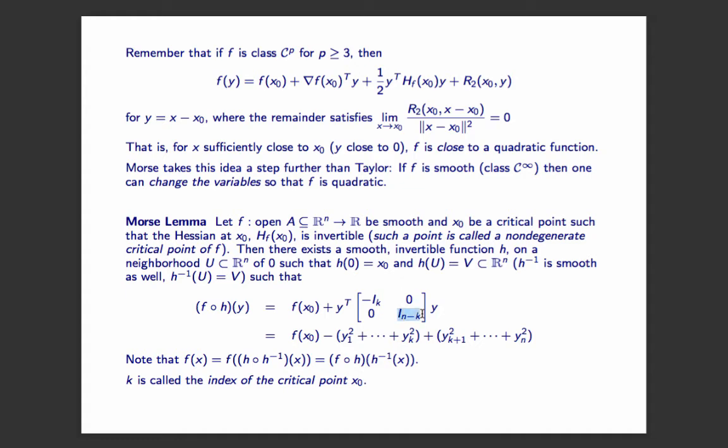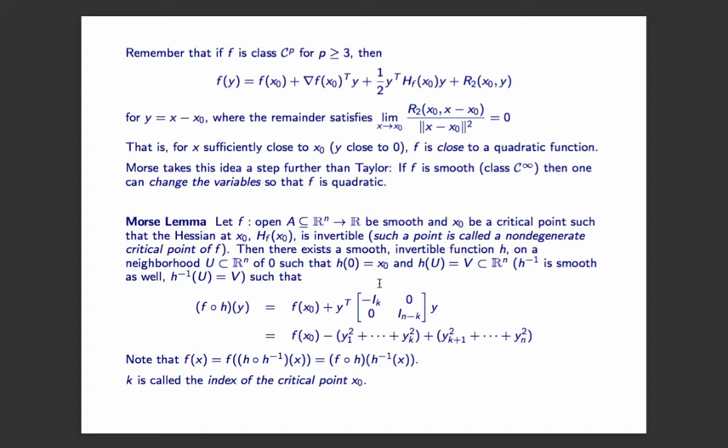But if k is 0, then in fact, this is my entire matrix. My eigenvalues are all plus 1. I am positive definite, and I would have a local minimum. Now, if k is n, then this is my entire matrix. I would be negative definite, and x naught would represent a local maximum.